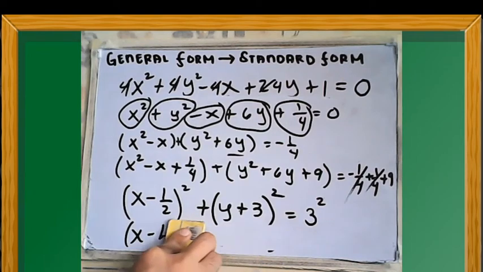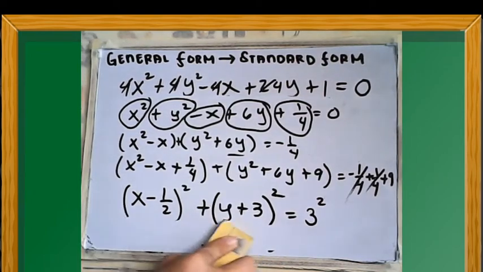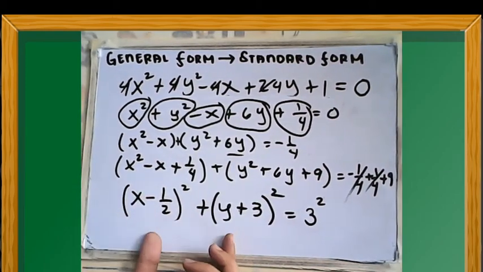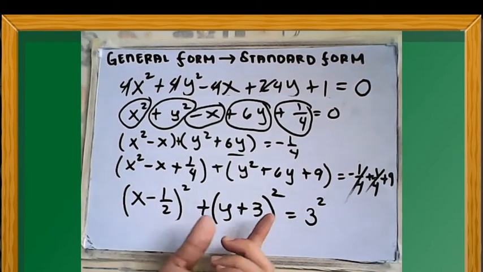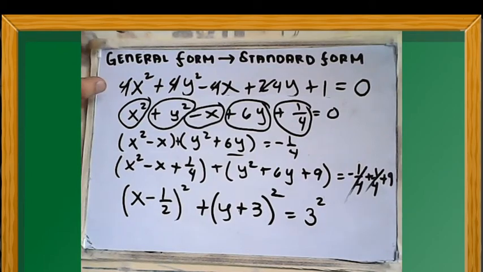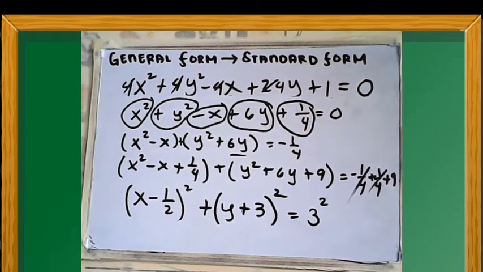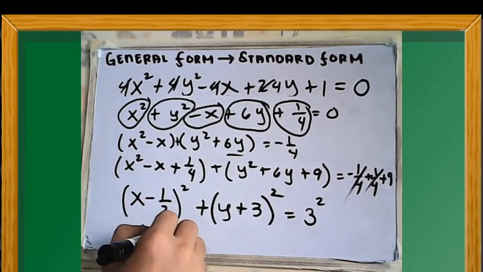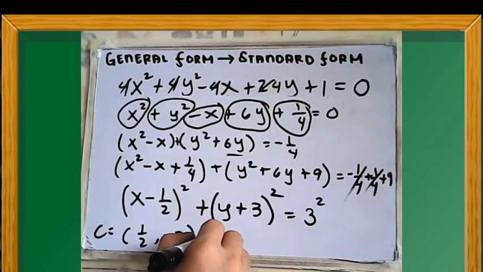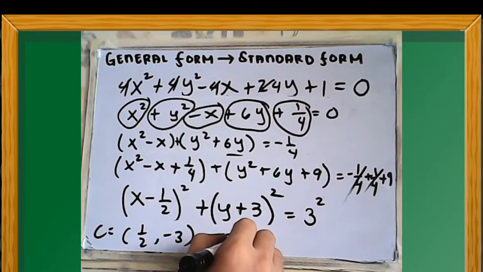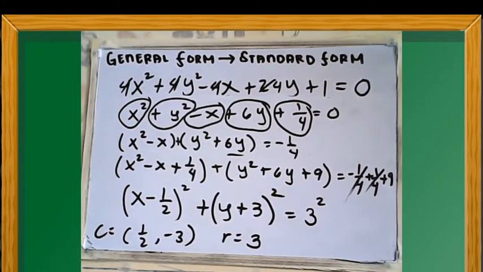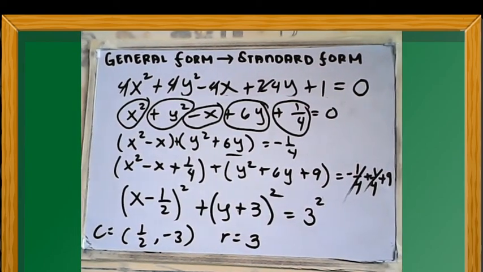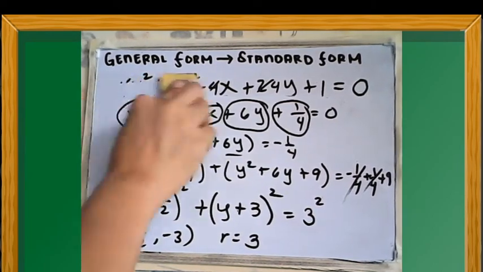So, bakit kailangan malaman how to transform general form to standard form? To easily identify the center and the radius of the given equation, if the equation is a circle. Here we can say that the center is (1/2, negative 3). So this is the center. And then the radius r is equal to 3. So that is an example of transforming the equation of a circle from general form to standard form.